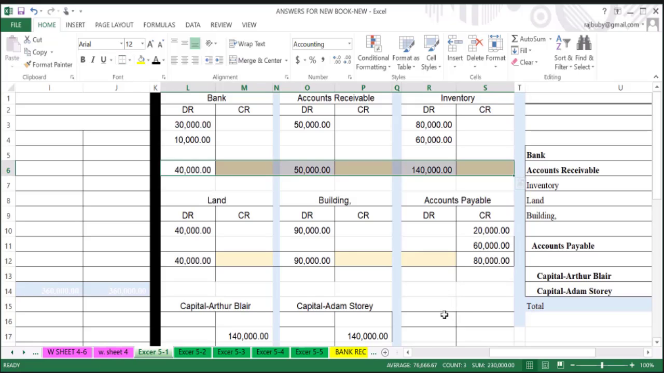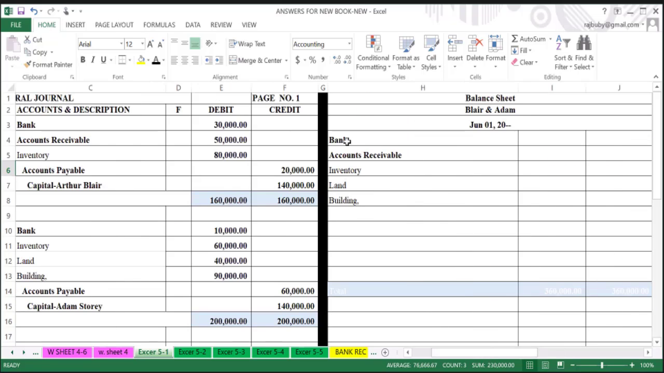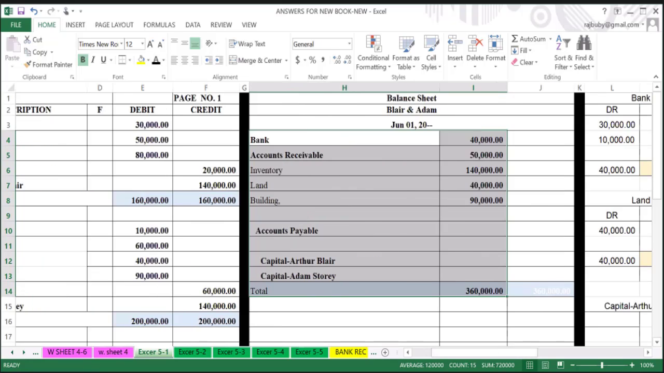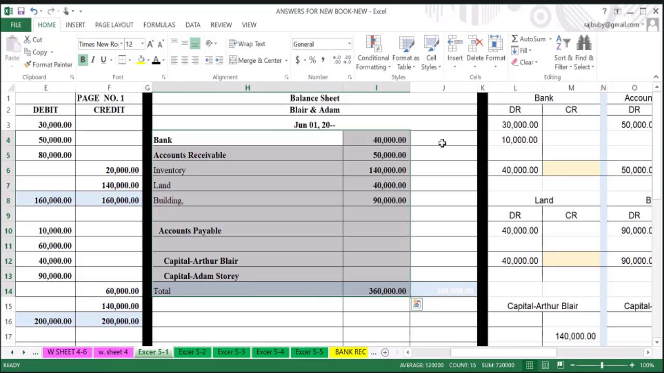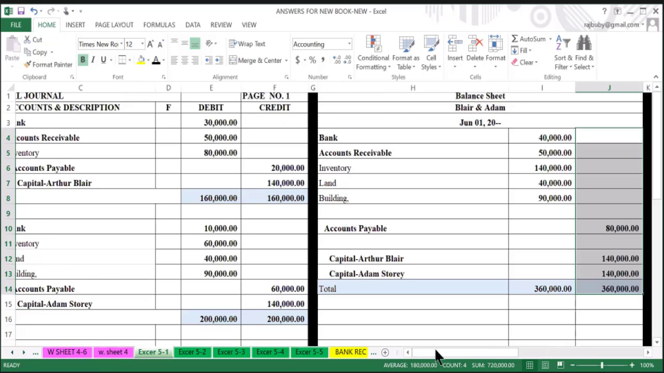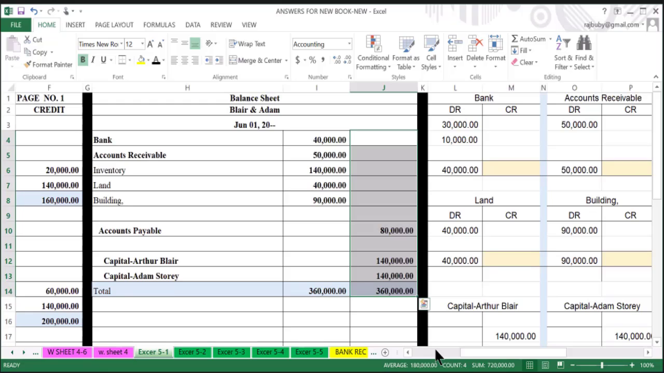Okay, the balance on the balance sheet is 360. Oh, you finished it? Yeah, me too. 360. This is the way you have to merge. First you have to do the journal, then you have to fill up all the T accounts, ledger, and bring the merging balance sheet.